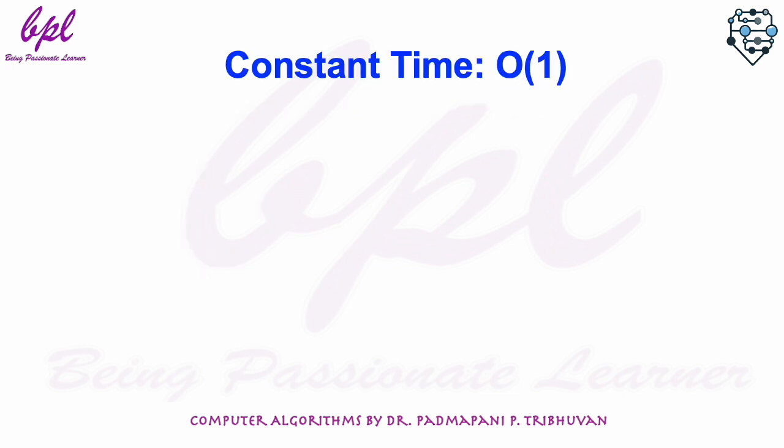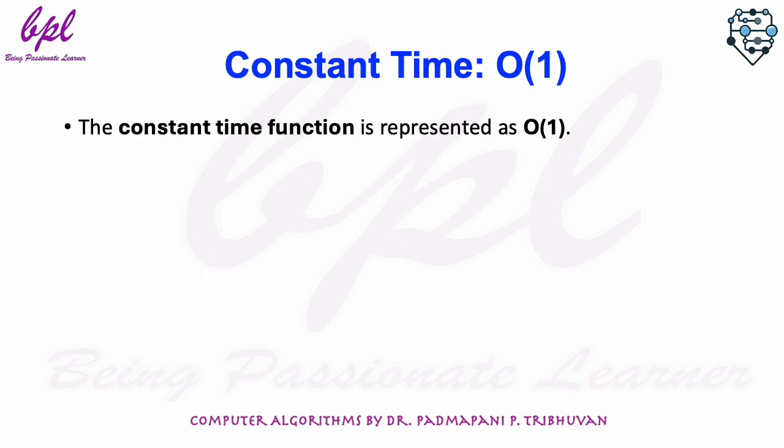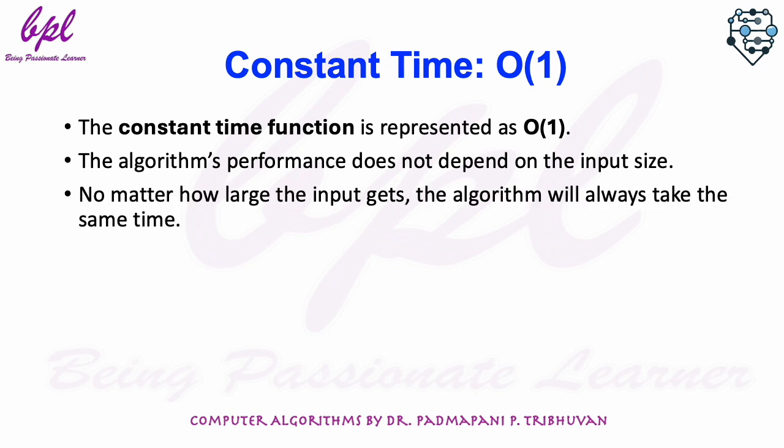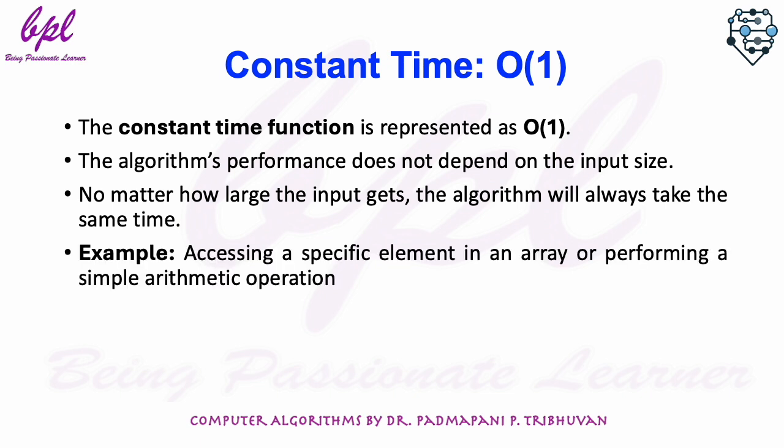Constant time, big O of 1. The constant time function is represented as big O of 1. It means that the algorithm's performance does not depend on the size of the input. No matter how large the input gets, the algorithm will always take the same amount of time. Example, accessing a specific element in an array or performing a simple arithmetic operation. These operations are done in constant time as they take the same amount of time regardless of the input size.